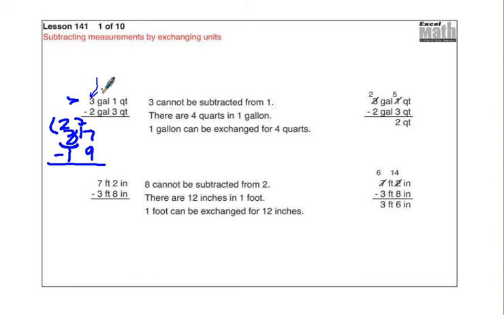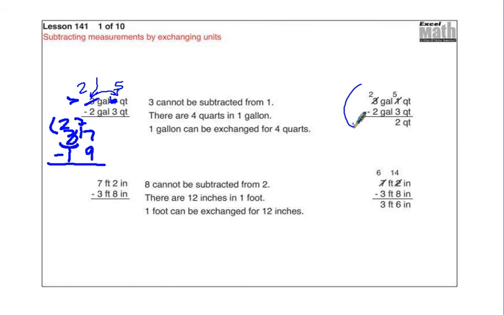I'm going to regroup from that 3 gallons. I'm going to take 1 of those gallons and move it over here and combine it with the 1 quart that's already there. So the 3 gallons becomes 2 gallons, but I don't put a 1 next to the other 1 because I'm not taking 10 quarts over to there. I'm only taking 4 quarts over. So the 1 becomes a 5, and that's what they show you right over here.